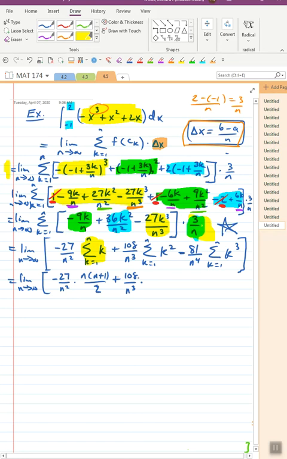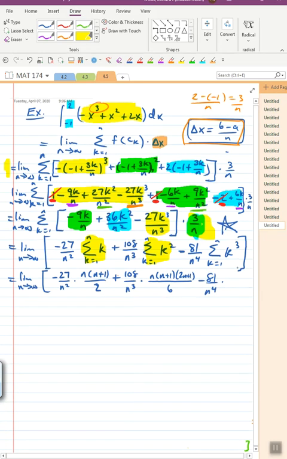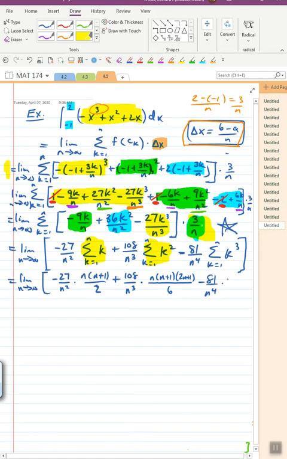K squared. Yeah, so what's that one come out to? That's the one that's got the 6 in the bottom. N times n plus 1 times 2n plus 1 over 6. And then this one we didn't use yesterday, but we talked about that one last week too. And that was n squared times n plus 1 squared over 4.